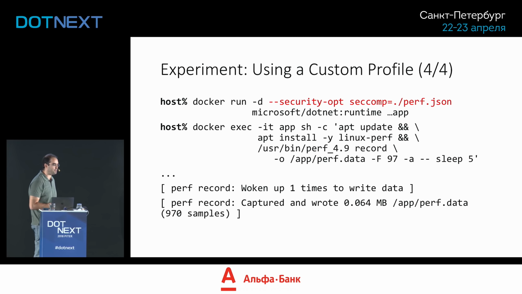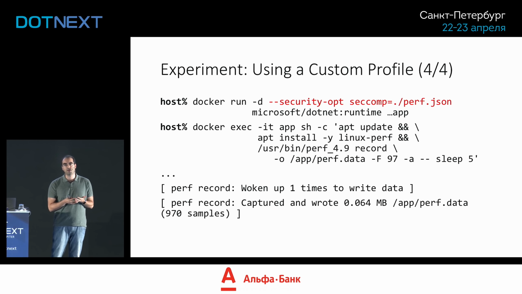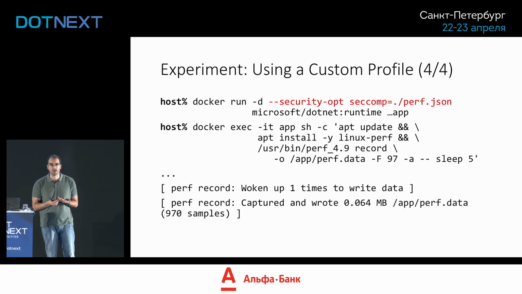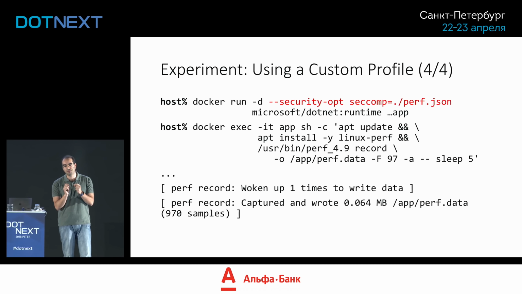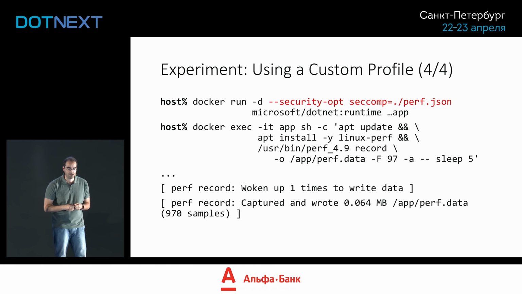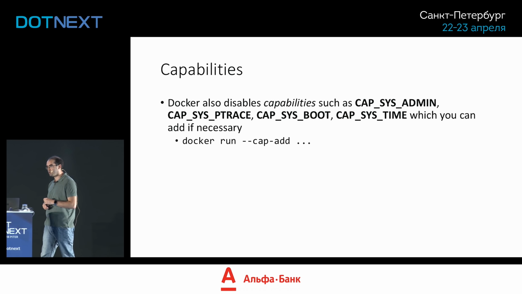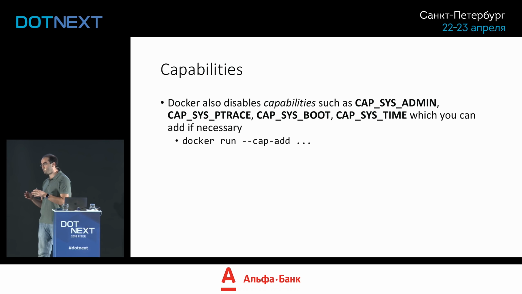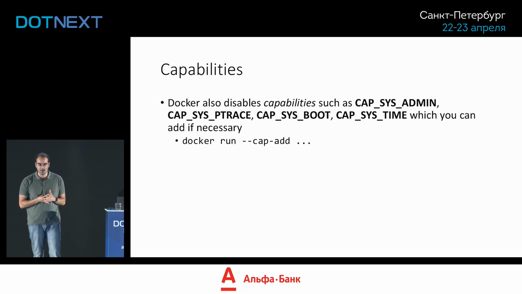So this is an example of using a custom security profile, and you might have to do that sort of thing in other scenarios as well, to run debugging tools, to run profiling tools, to run various diagnostics which require a specific thing that Docker blocks by default, but you don't want to run as privileged just to enable that one thing. There's also another aspect of this, which is kind of related, not to seccomp, but it's a concept called capabilities.